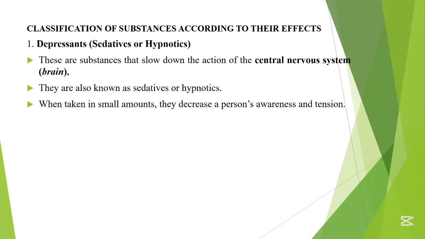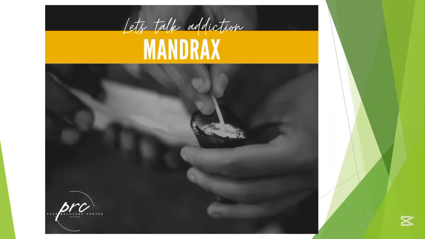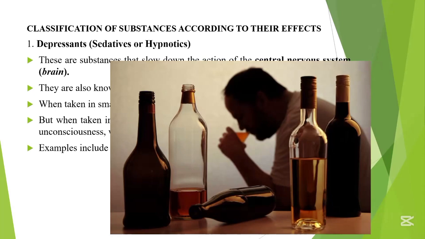So when taken in small amounts, they decrease a person's awareness or tension. But when taken in large amounts, they lead into a coma, a condition of deep unconsciousness, which may result in death. Examples include alcohol, Mandrax, and Valium. Those are examples of depressants. So when someone takes Mandrax or when someone takes alcohol, you expect them to have a slowed down response. The brain is going to be slowed down, the central nervous system is going to slow down. Those are the depressants, sedatives, or hypnotics.